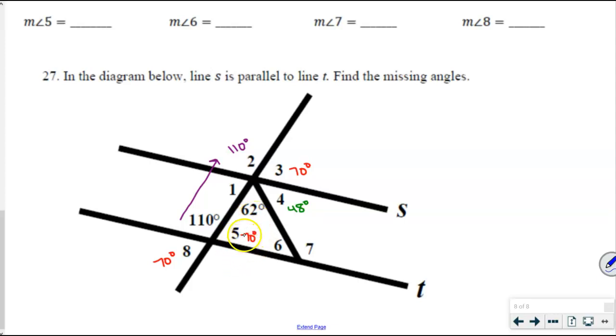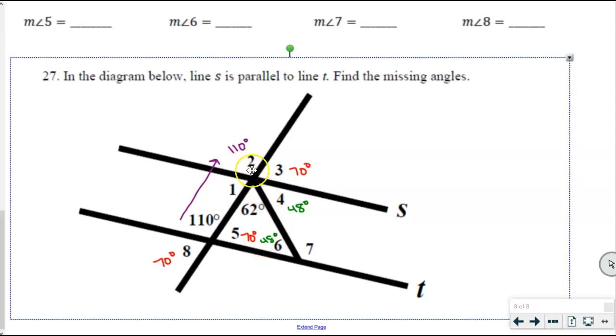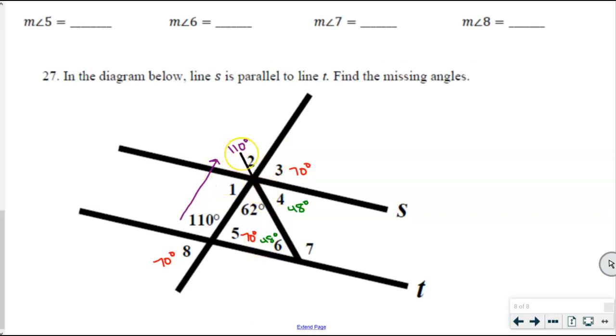Exactly. 62 plus 70 plus angle 6 is going to be 180 because they're all the angles of a triangle. So I can add those up. 62 plus 70 is 132. Subtract 132 from 180 and we get what? Siley, have you done that? Yeah, 48 degrees. Guess what? We didn't have to use the angles of a triangle. Can you also see it's another parallel line cut by a transversal. So we could have used alternate interior angles there as well.